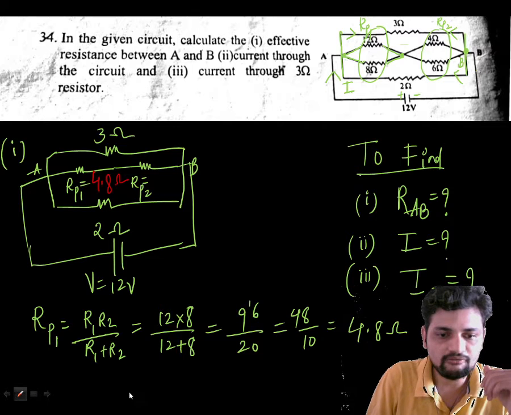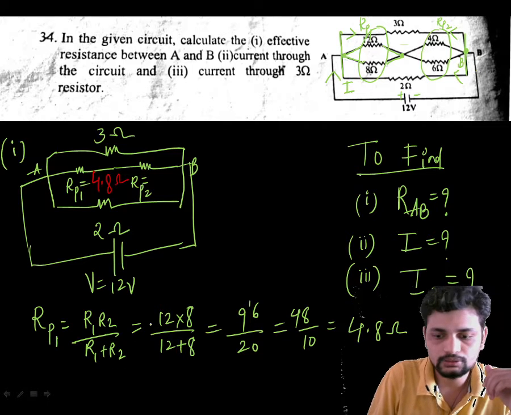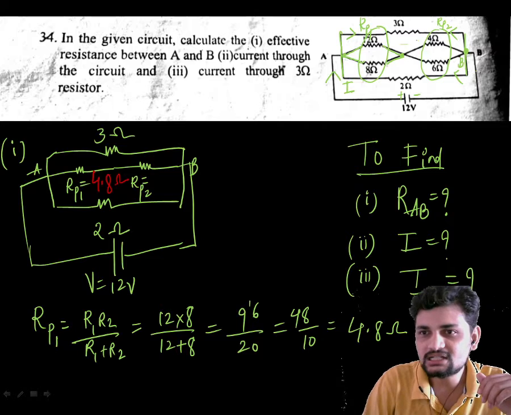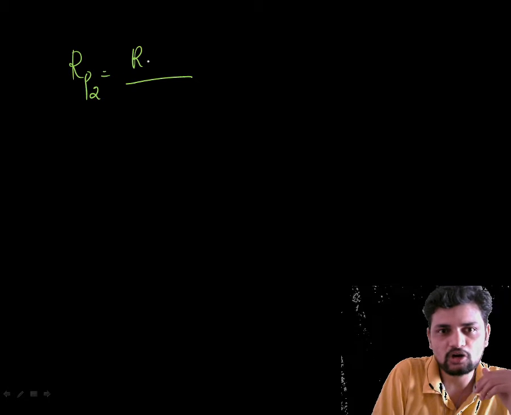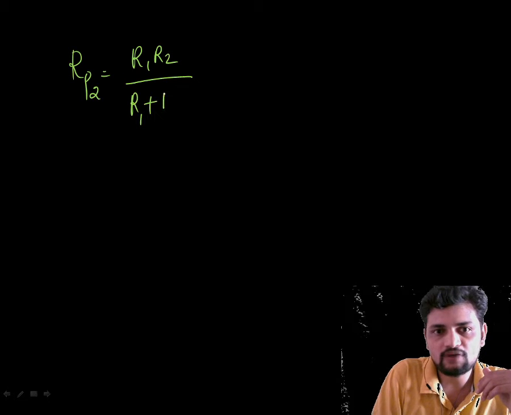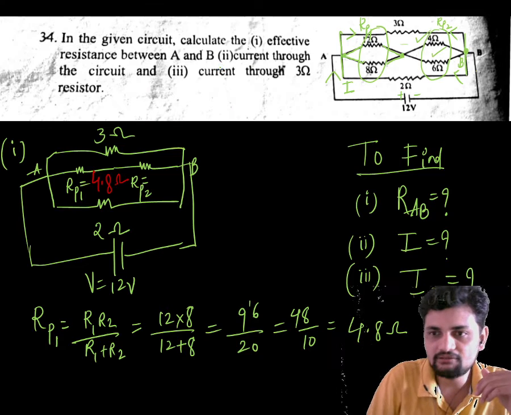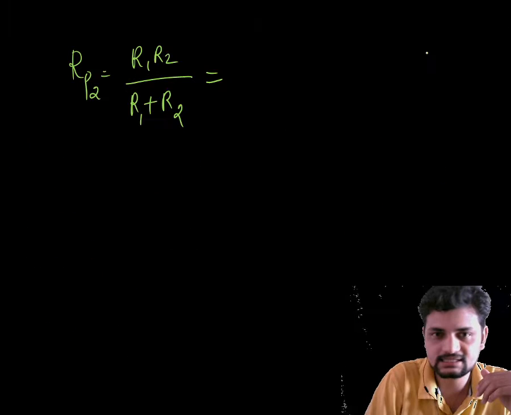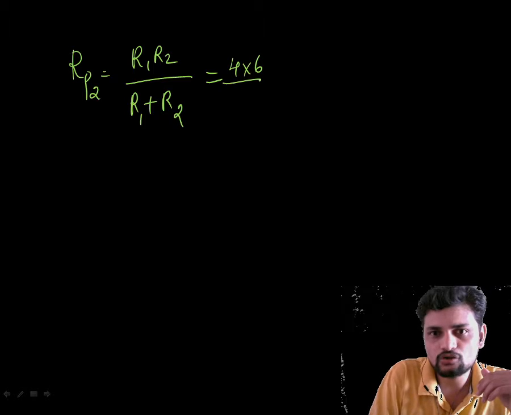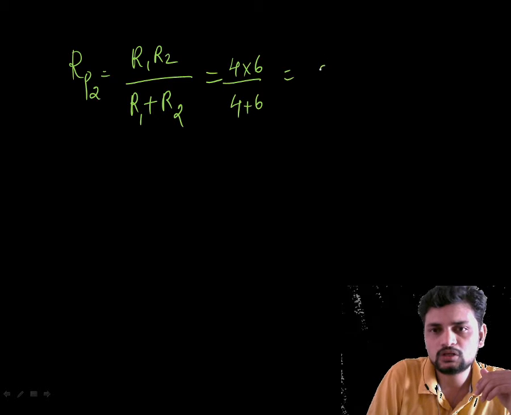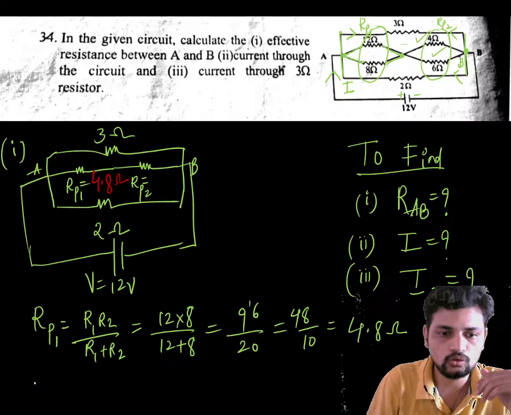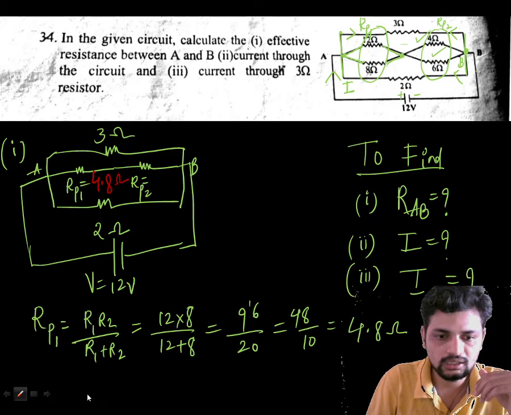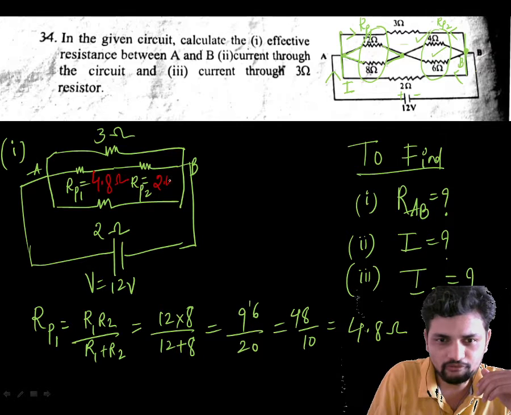Similarly, let me find out the value for RP2. Now for RP2, I will consider these two resistors, that is 4 ohm and 6 ohm, which are again connected in parallel. So same shortcut I will use, product of resistors by sum of resistors. But in this case, the value of R1 is 4 and R2 is 6. So 4 ohm into 6 ohm by 4 plus 6 ohm. So 24 by 10. So 2.4 ohm is the value of RP2. Let me make a note of that, 2.4 ohm.